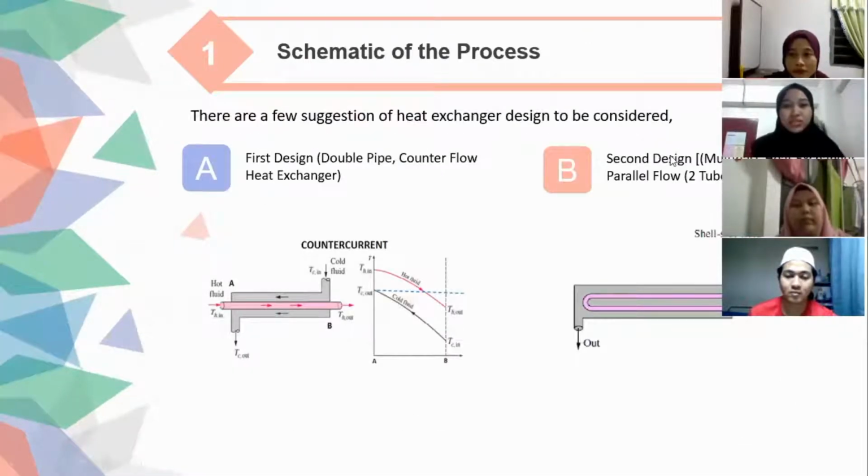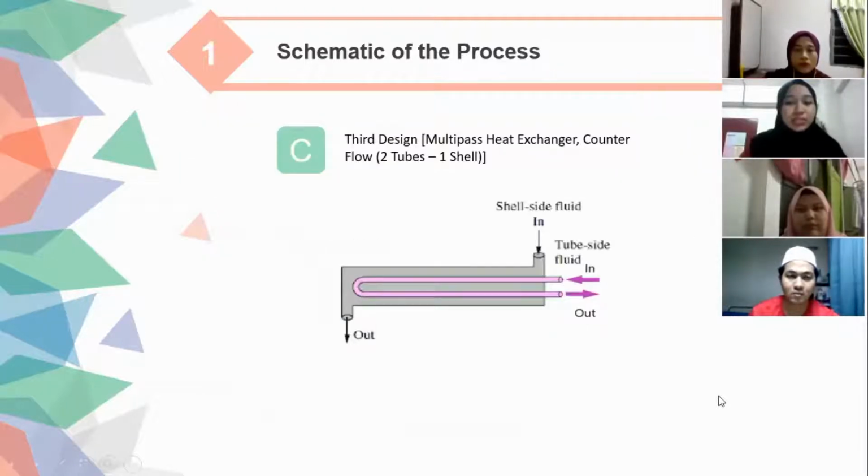Okay, so this is the schematic of the process. There are a few suggestions of design that we propose. The first design is a double pipe counter flow heat exchanger. The second design is a multi-pass heat exchanger, parallel flow. It consists of two tubes and one shell. And the third design is a multi-pass heat exchanger, counter flow. It also consists of two tubes and one shell.